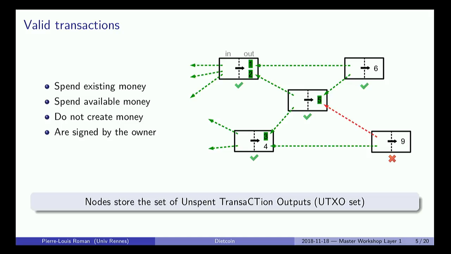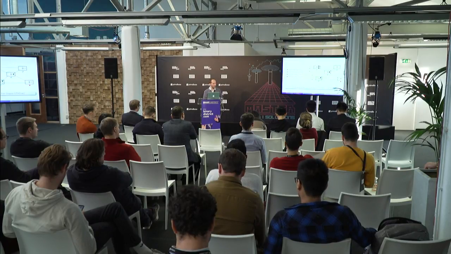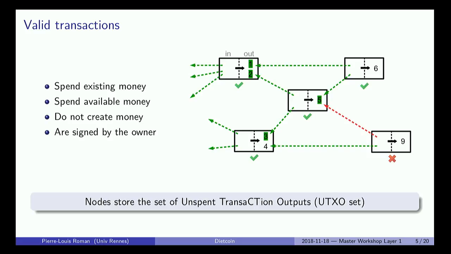nodes usually store the set of unspent transaction outputs. The transaction outputs being coins, unspent being available, so it's the set of all available coins. It's actually not the form in which it's presented in real life. You have them in blocks.